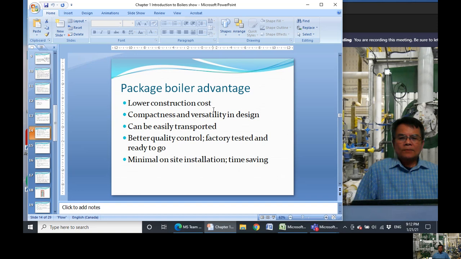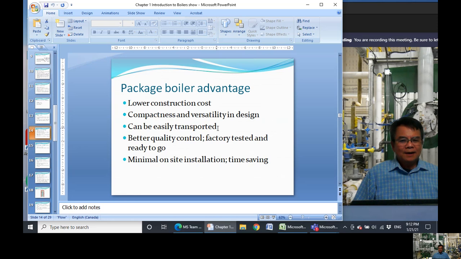Now, those types of boilers are really small. They're really compact in design, and the versatility is really good too. You can do lots of things with a small design boiler. It's just a small thing, and they're easy to transport. Just put it on a flatbed truck, or on a rail car, and then you can do it.